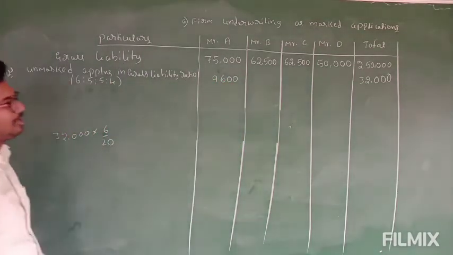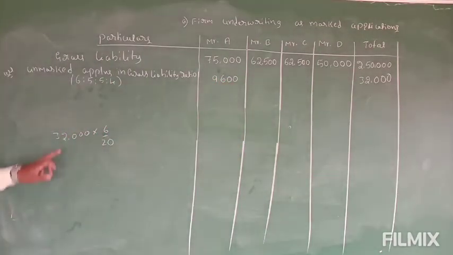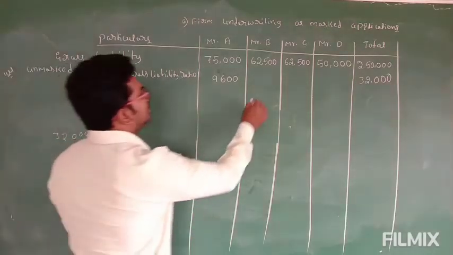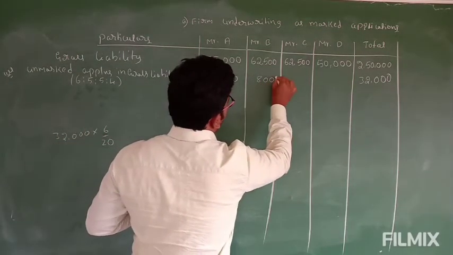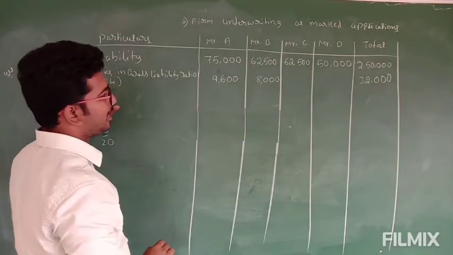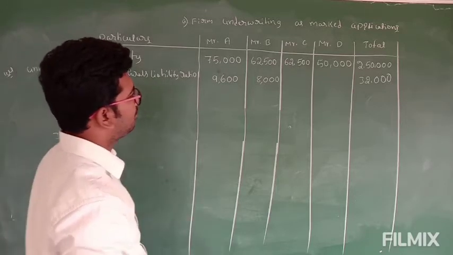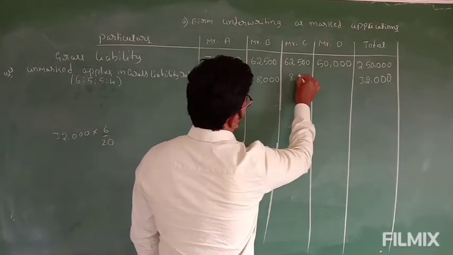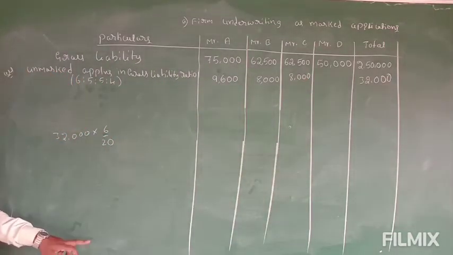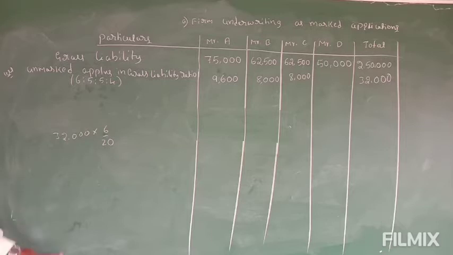So similarly you can calculate for B also. What is the B share here? 5. So 32,000 into 5 by 20, you get 8,000. So C share also 5. So again 32,000 into 5 by 20, you get 8,000. So again, what is the D share? D share is 4. So again 32,000 into 4 by 20, you will get 6,400.